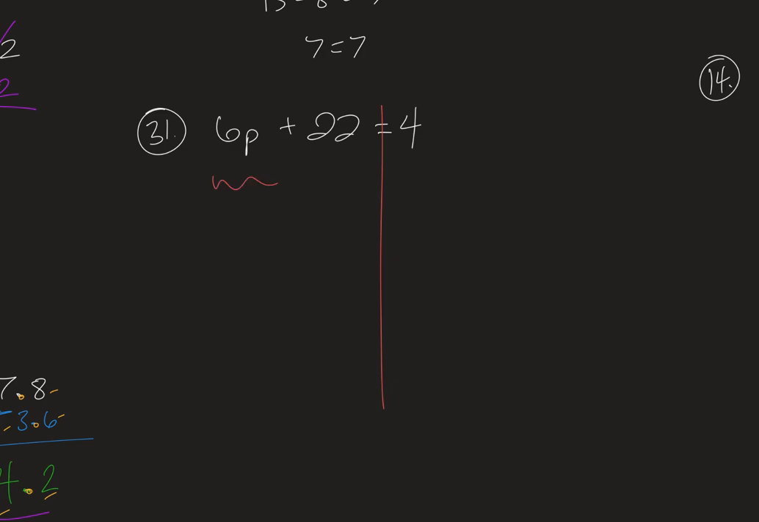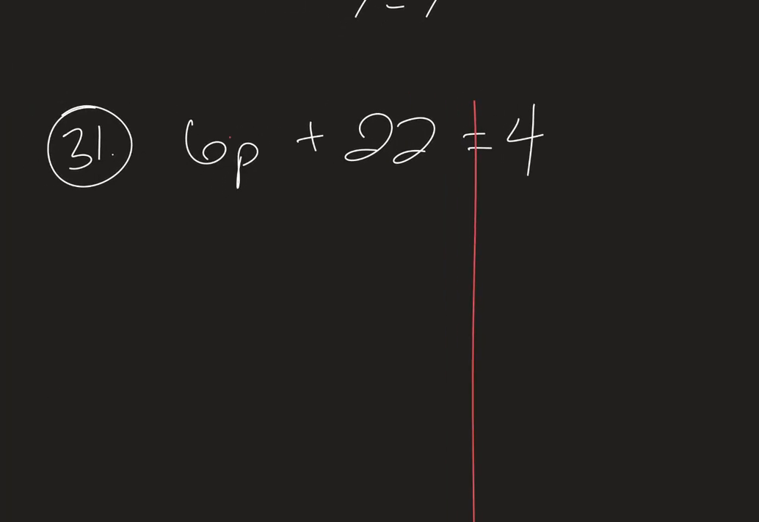Number 36, 6p plus 22 equals 4. Okay. Can we simplify over here? No. Can we simplify here? No. So if we can't simplify, we're ready to solve. What's happening to p? What's happening to the p? It's being multiplied. It's being added. So we will do the opposite. We're going to start with the subtraction.